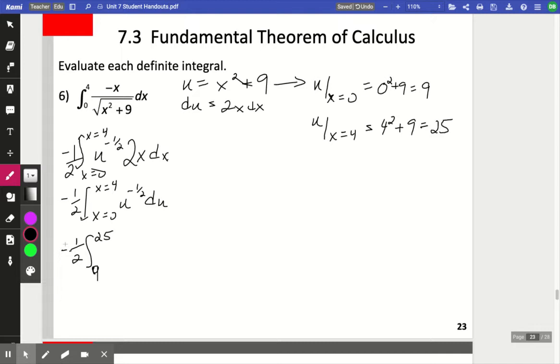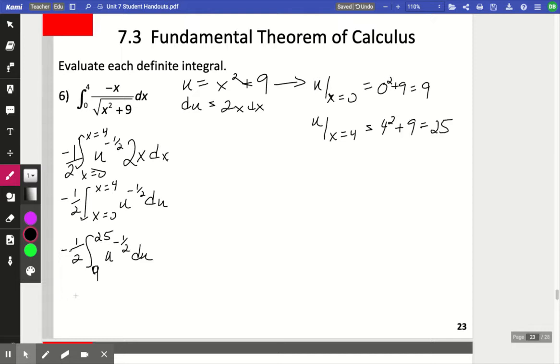Now, I'm not writing x equals anymore because these are no longer x values. They are u values. I don't have to write u equals anymore. I could, but I don't have to, because now u is the only variable in my problem. Up here, when I had u to the negative 1/2 times 2x dx, I had to make sure I recognized what those numbers go with.